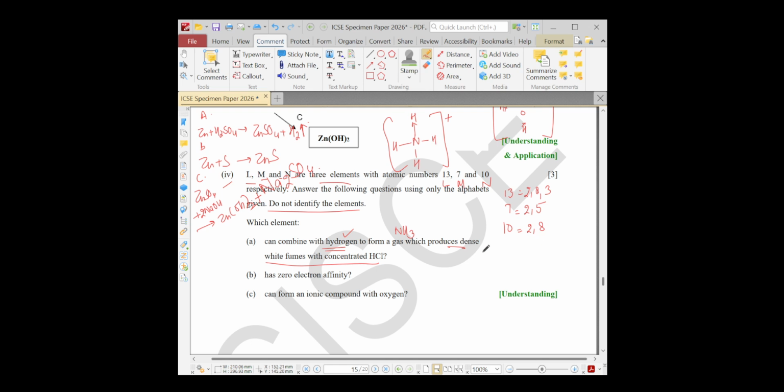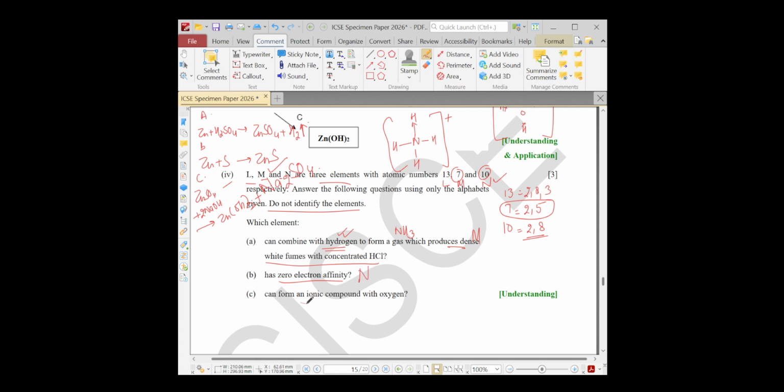Now, which is going to combine with hydrogen? For hydrogen this will be 2, 5. This is going to react. So the element with atomic number 7 is M. So the answer is M. Then has 0 electron affinity. The one which has got a complete octet doesn't need any electron, so it will have 0 electron affinity. So 10 is N. So N has 0 electron affinity.